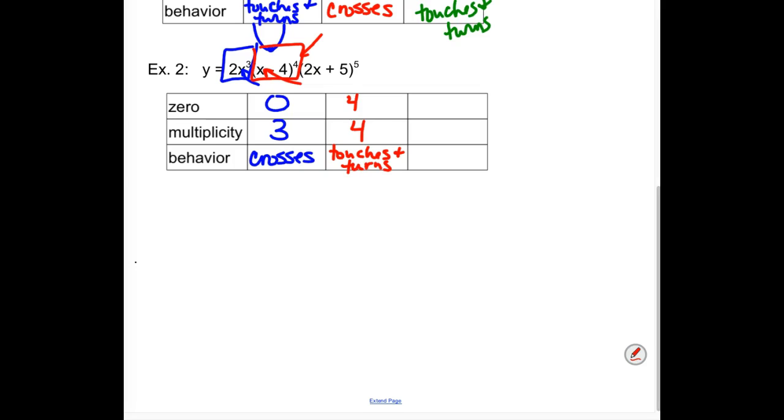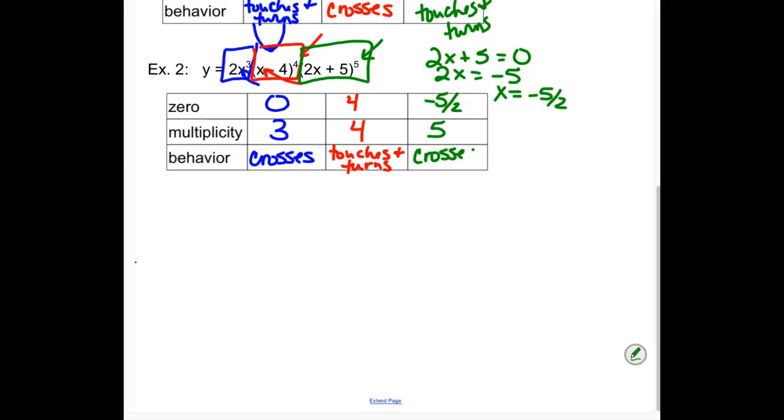And then my last one, the power is a 5, so I know its multiplicity is 5. I do need to figure out what makes it a 0, so I'm going to subtract the 5 over and divide out the 2. So negative 5 halves would be my 0. It is in there 5 times. In other words, that factor of 2x plus 5 occurs 5 times. And because it's odd, it is going to cross at that point.